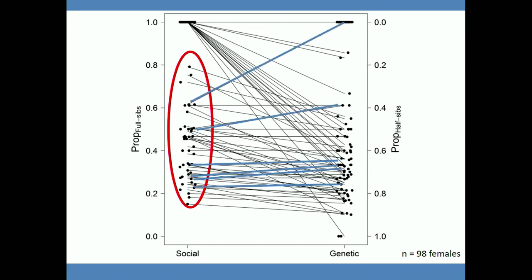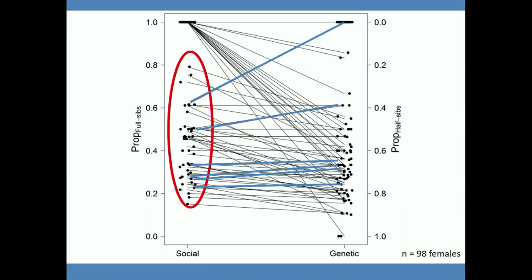And the other thing is that some of these lines, not many of them, but some of them actually go up under the genetic pedigree. So they're producing more full sibs under extra pair mating than we would otherwise expect. So what's most likely going on here is that these females are engaging in consistent extra pair mating with the same males over multiple broods. So they're actually producing more full siblings, it's just with not the male that we expect.